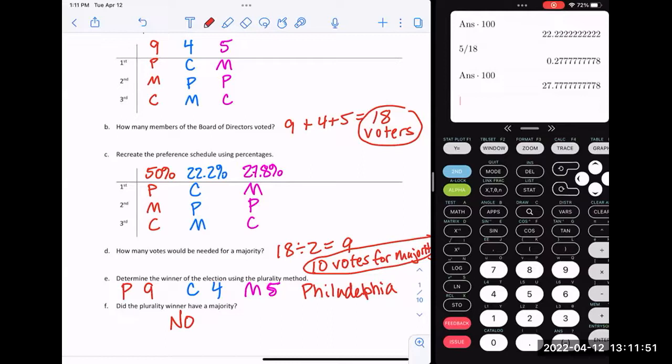Any questions, anything I can go over from this problem or other questions relating to this?